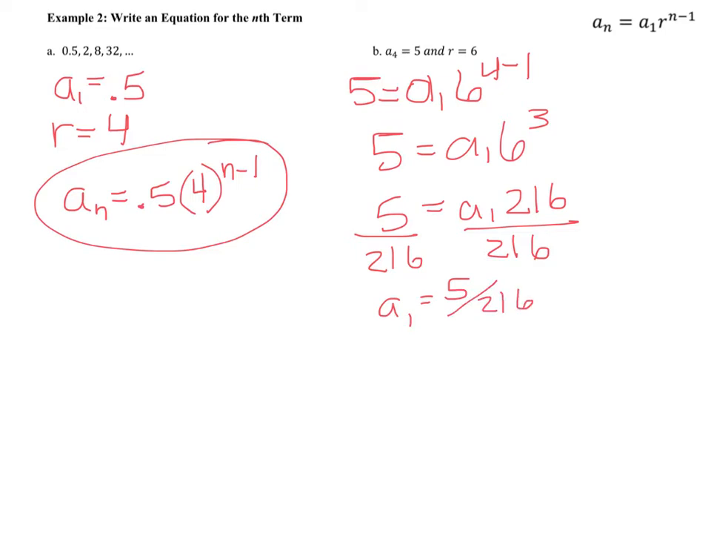So now I need to plug those in to write the general rule. So I'm going to have a sub n equals a sub 1, which is 5 over 216, times r, which is 6, raised to the power of n minus 1. And that's going to be our final answer.